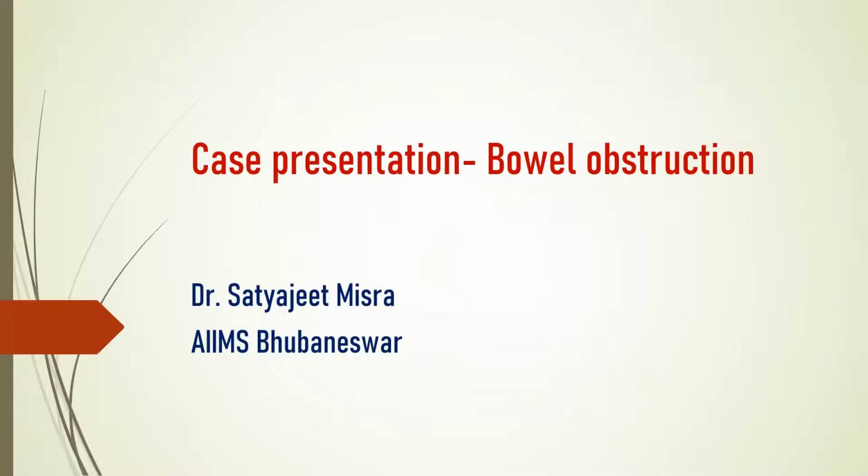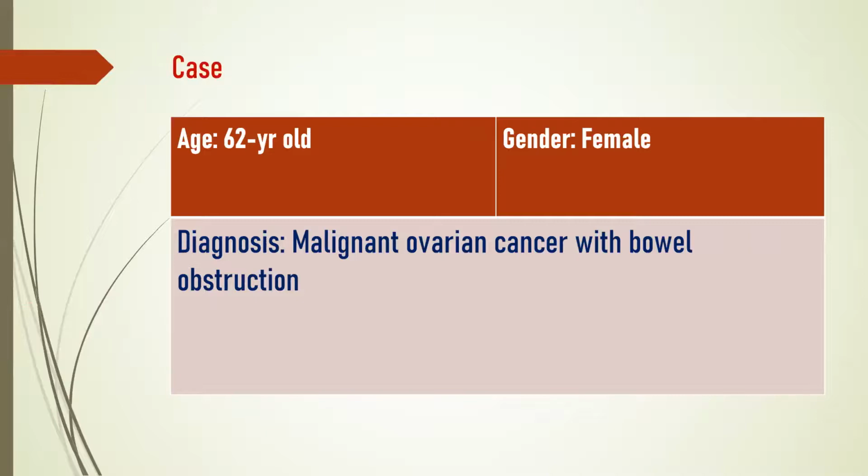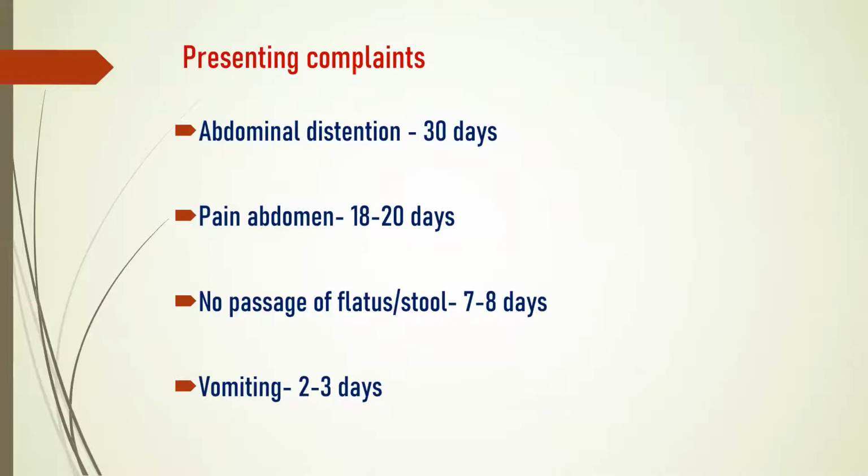So moving in line with the discussion today, I'll be presenting a case of bowel obstruction. Next slide, please. So this was a 62-year-old postmenopausal female, and the diagnosis was she had malignant ovarian cancer with bowel obstruction when we received the call. Next slide, please. So the presenting complaints were abdominal distension for 30 days. There was pain abdomen for 18 to 20 days, and she had no passage of flatus or stool for the last 7 to 8 days. And this was associated with vomiting since the last 2 to 3 days.